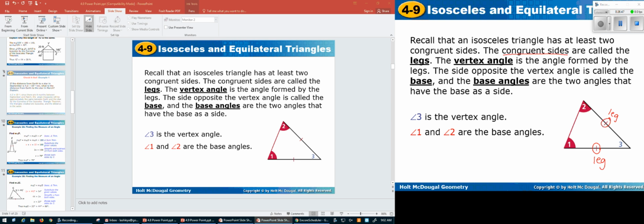When the legs meet, they come together, they form an angle. That angle has a special name. It's called the vertex angle. So where the two congruent sides connect, that angle, number 3, would be your vertex angle. The side that is not necessarily congruent, the side that's across from the vertex angle, is called the base. So that's your next definition. The side opposite the vertex angle is called the base.